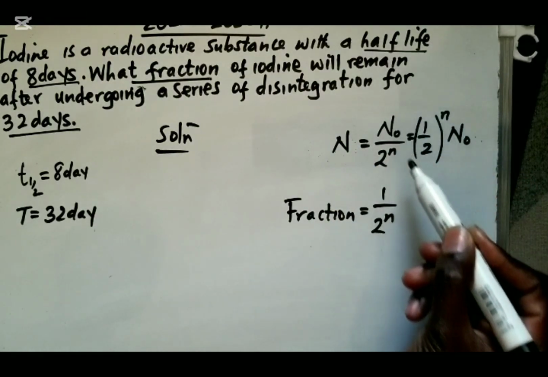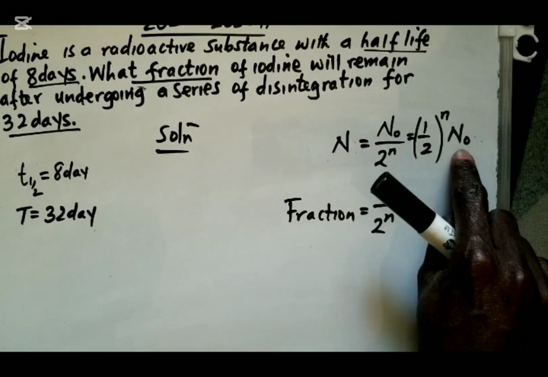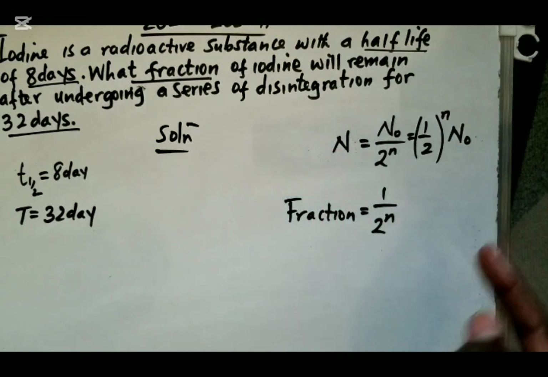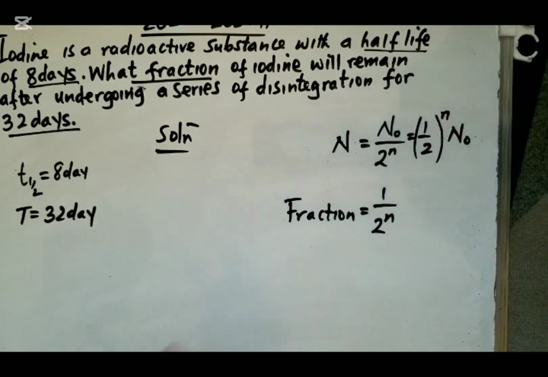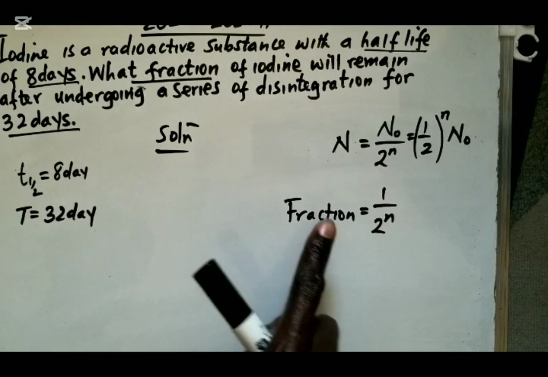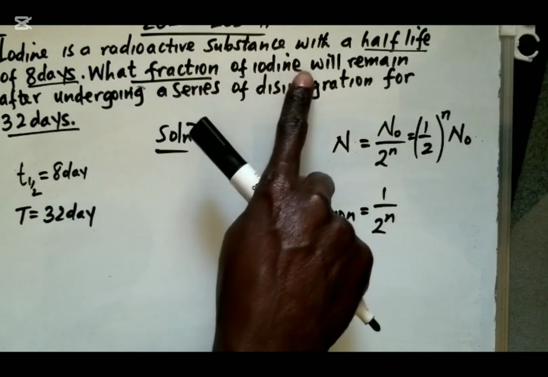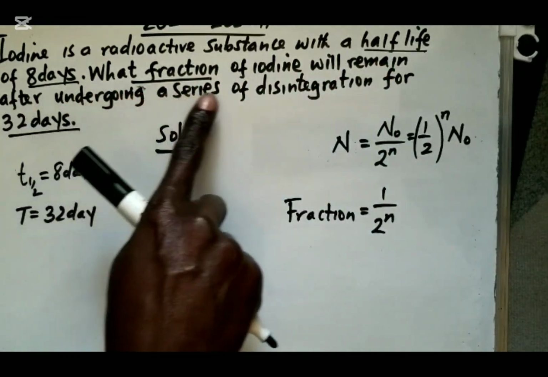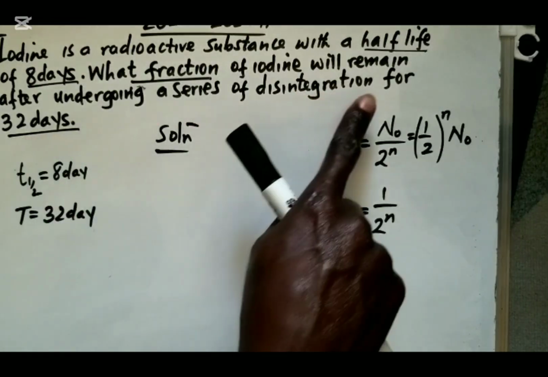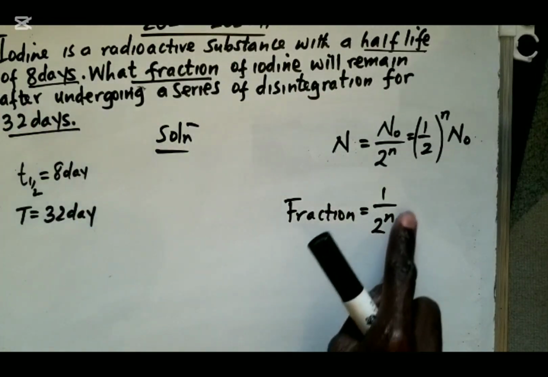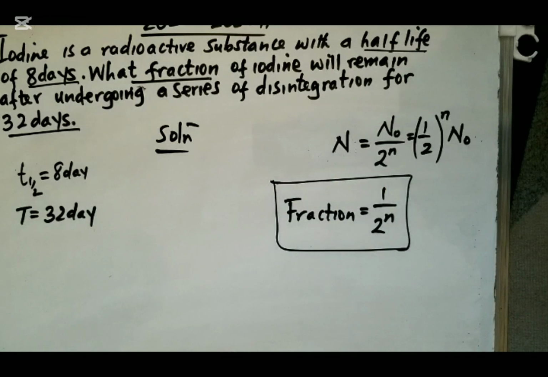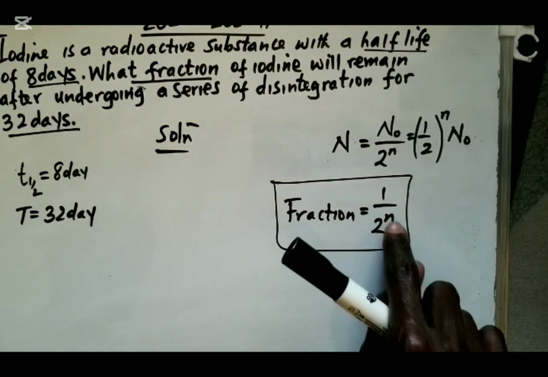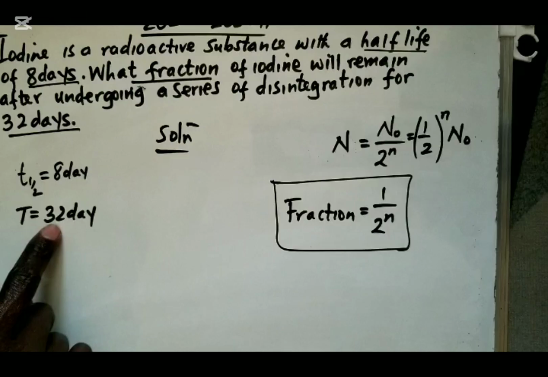But you can apply the other formula when they have given you the initial, to know what will remain at the end, as long as you know the initial and also the number of half-lives. But since the question says what fraction of iodine will remain after undergoing a series of disintegrations for 32 days, we'll just apply this formula. That will give you just the fraction. So we just need to know how many half-lives are in that time.